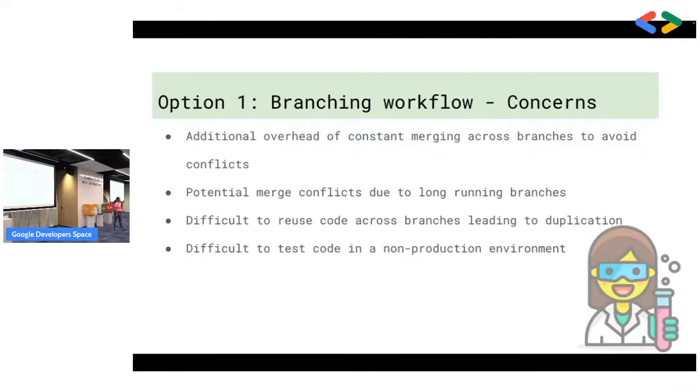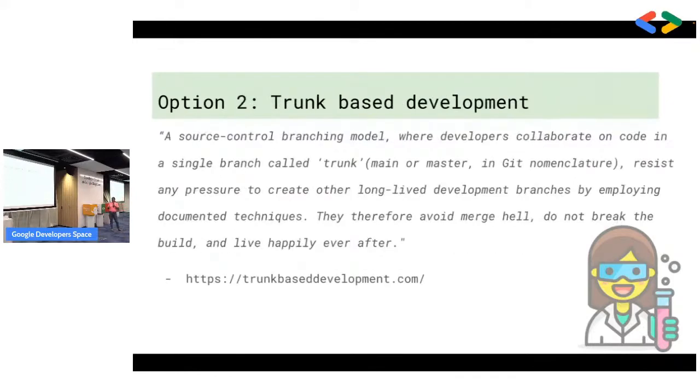It's also difficult to reuse code across branches, right? If let's say two features are trying to use similar code, people will end up rewriting it because they don't know what the other person is doing. They're working in isolation. And then finally, it's difficult to test code in a non-production environment because you can't simultaneously deploy multiple branches in an automated system. I'm sure there are ways of doing it, but again, that's another overhead, right? Trying to figure out your DevOps pipelines or your deployment pipelines in a way that will let you deploy different branches at different times. So we said, okay, what's another option?